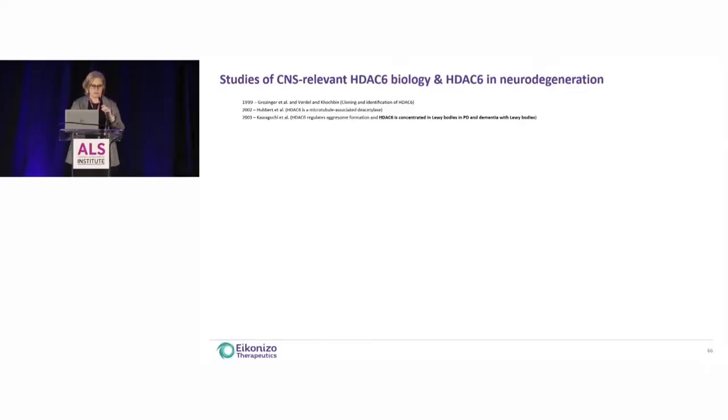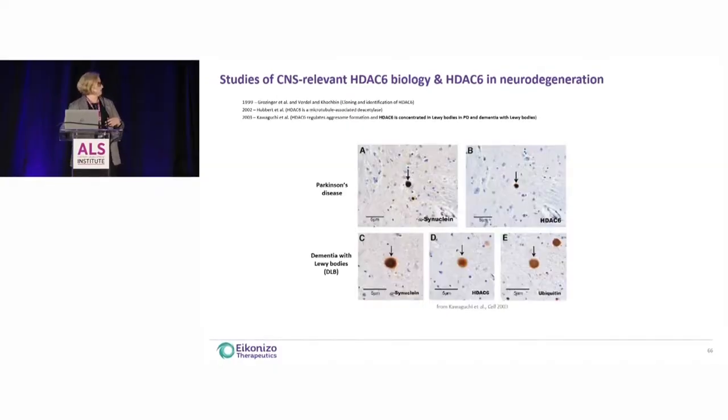HDAC6 was first cloned in 1999 and characterized as an alpha-tubulin deacetylase shortly thereafter. In 2003, a study from Xiaopeng Yao's lab at Duke came out that first implicated HDAC6 in neurodegenerative diseases when it was found to co-localize with alpha-synuclein in Parkinson's disease, and also in dementia with Lewy bodies.